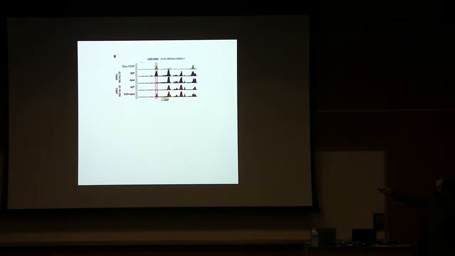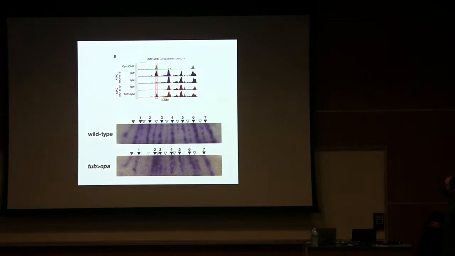These embryos, depending on how much you drive Odd-paired expression, will have subtle defects in their embryonic patterning, but reproducible ones. What we find is that if we make a reporter out of this region that's highlighted here, in a wild-type embryo, it turns on in this beautiful multi-stripe pattern across the embryo with a regular stereotypical spacing, indicating positions along the segmental primordium.